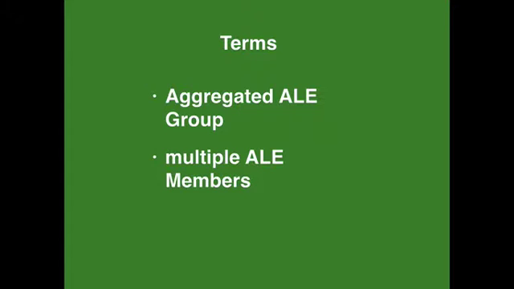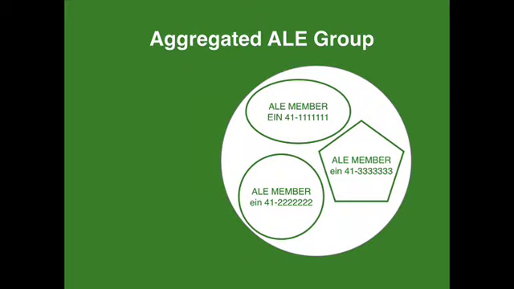Okay? Now, for today's example, as I've mentioned, we have a single aggregated ALE group. Think of that as the big white circle on the slide. And then individual ALE members, each with its own EIN and each with its own set of employees. Tim, anything to add before we talk about the three things that flow from this? No, I think the important thing to know is that with each having its own EIN, you can have someone else report on your behalf, but you still have to use the EIN for that entity. You can't just use somebody else's EIN.